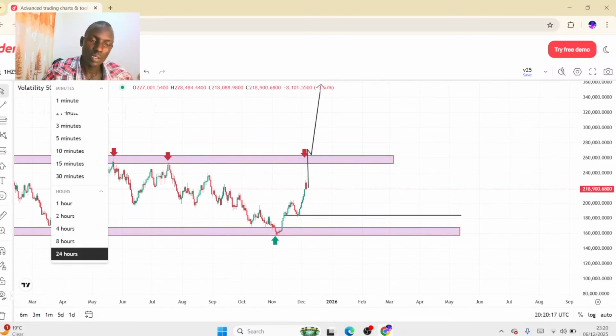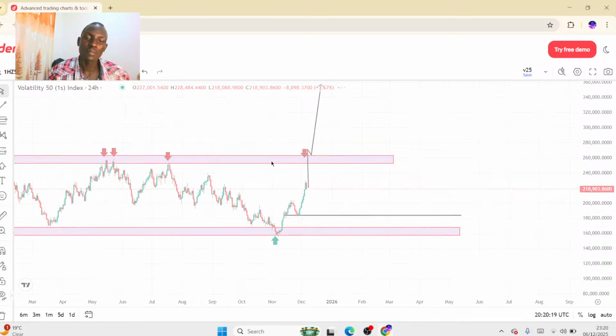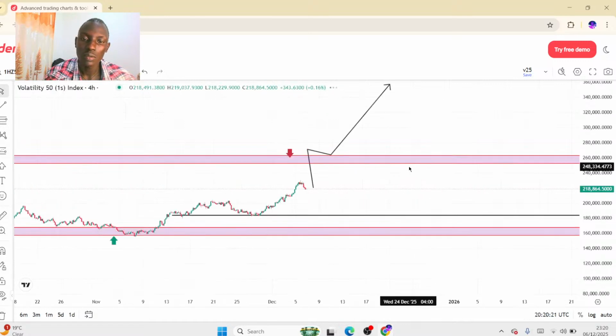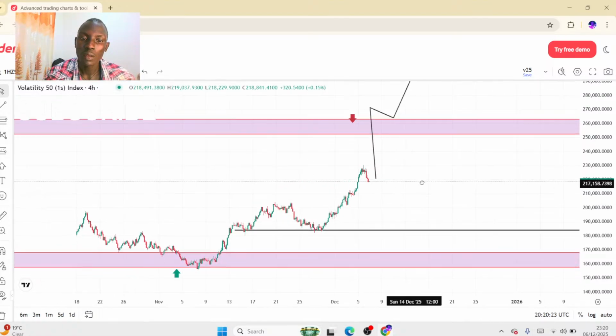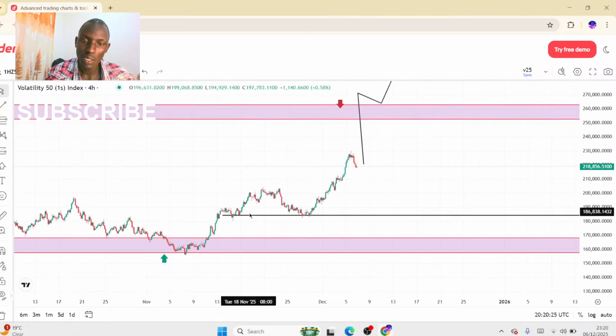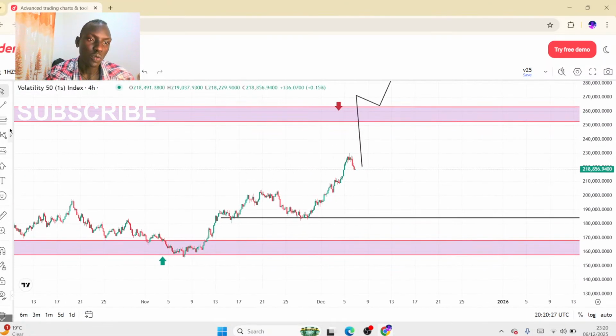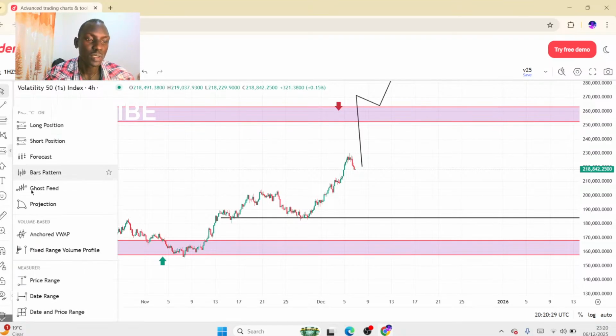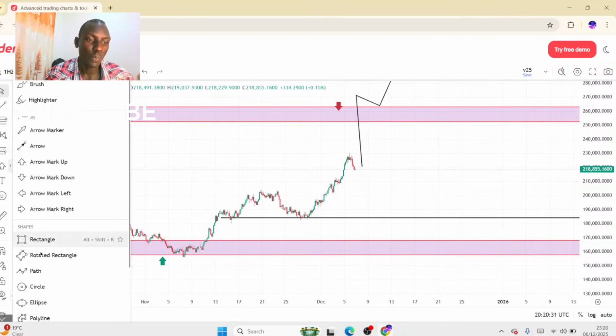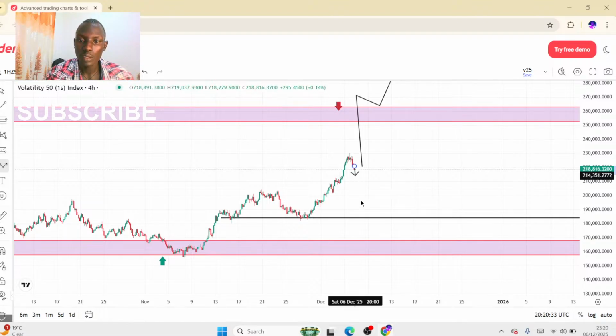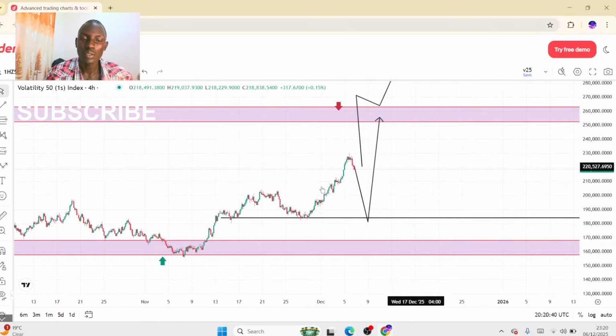Let's go lower again to the 4 hours time frame. So this is it, as I told you guys. Are you seeing this zone here? What we are simply going to wait for from this zone is a tap back or a pullback here. Let's wait for a pullback, then we can be able to buy.